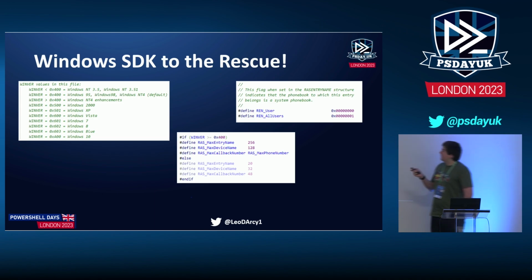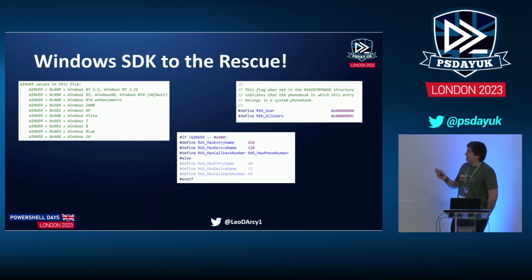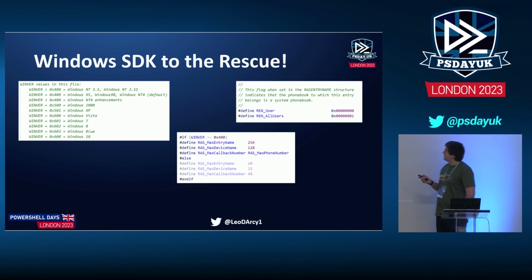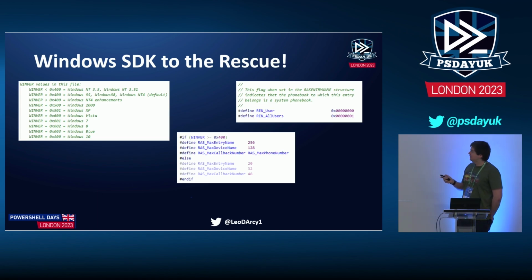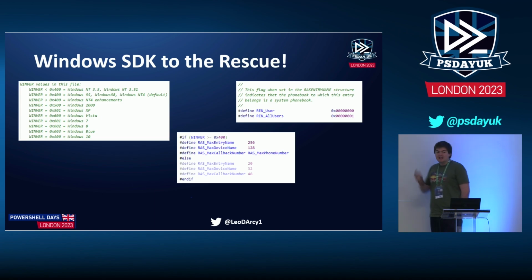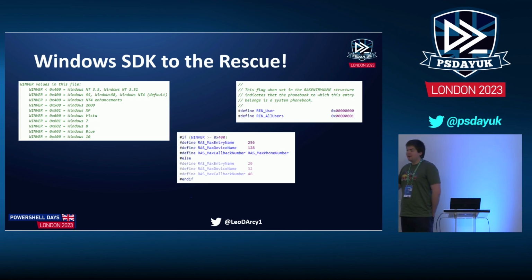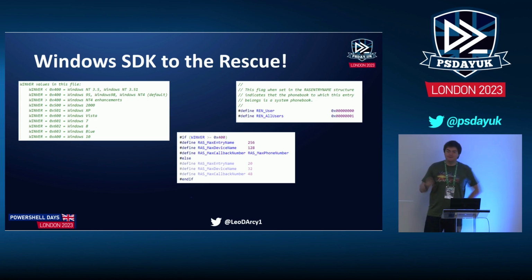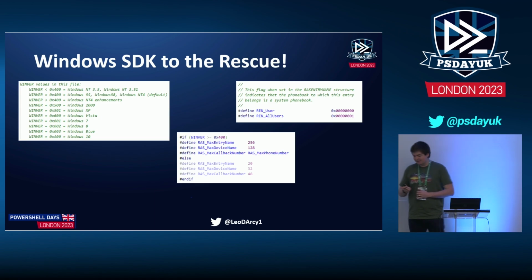We can also find the definition of those enum values. So RASEO user is 0, all users is 1. And if you don't know which file these are in, this is where VS Code comes in really handy. If you just open the whole folder in VS Code and do the multi-file search for one of these values, it will take you straight to the location. Happy days. Saves an awful lot of time.